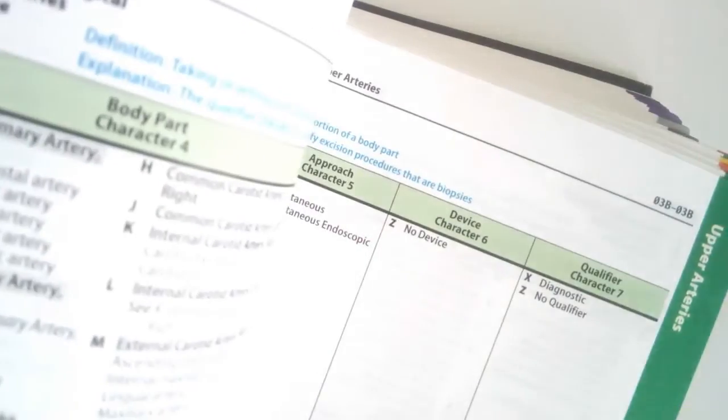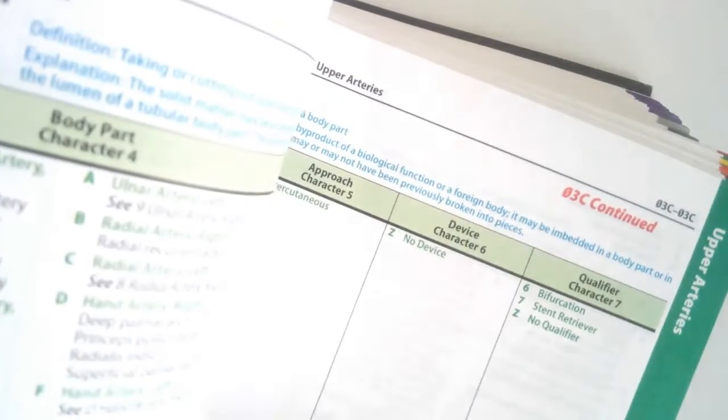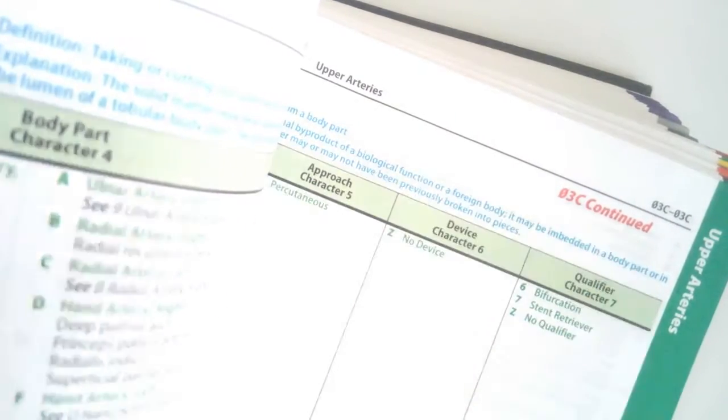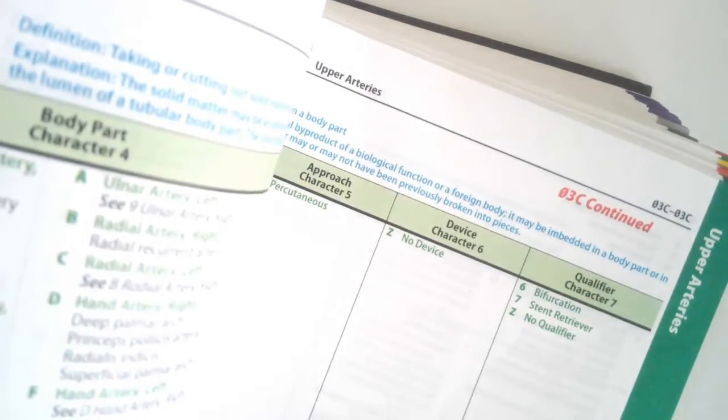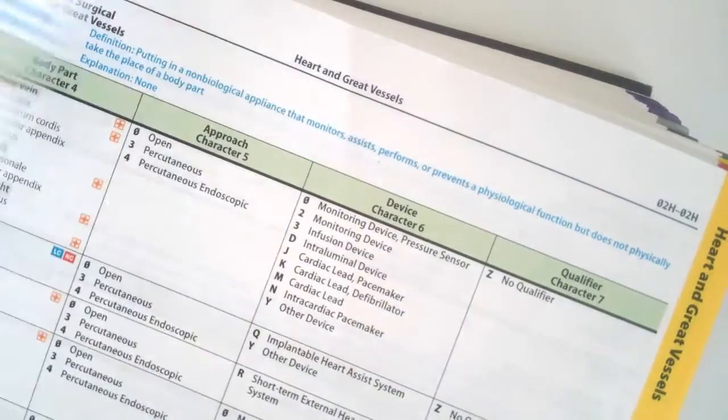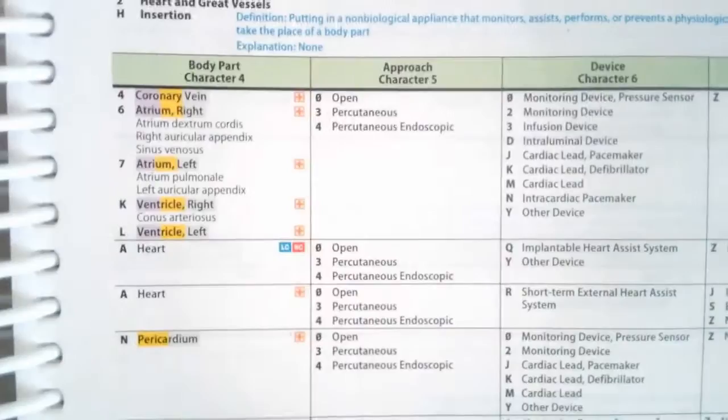And guys, did you notice? I just saw something as I was turning. You notice how this says continued? That lets you know that you're not at the beginning of your table, okay? So I'm gonna go, and I'm almost there. 0 to H. All right.